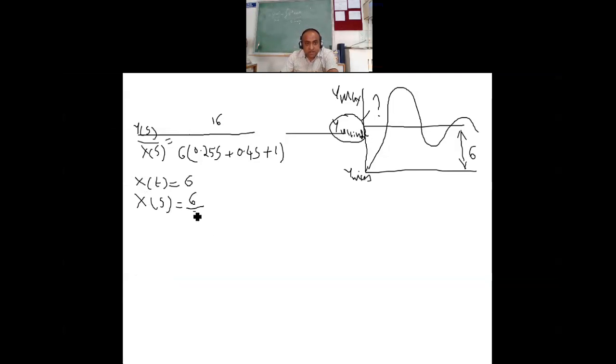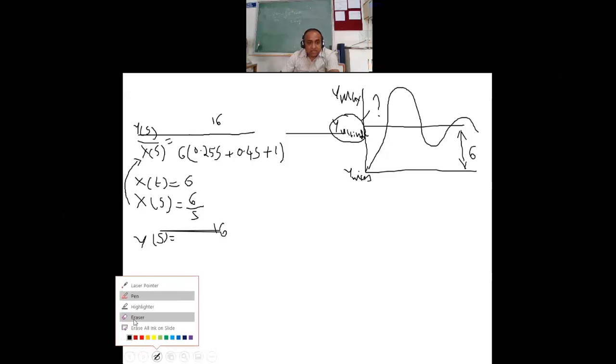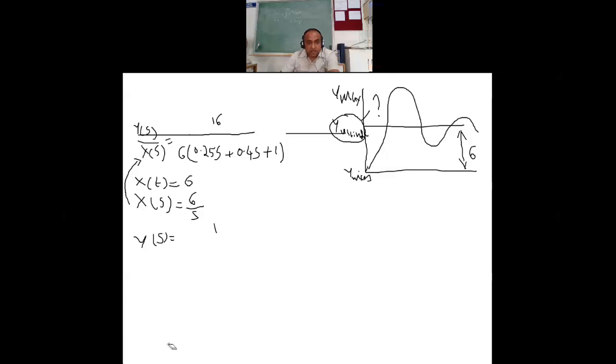So 6 divided by s. Right? Now I'll substitute this here. So what happens? You get Y of s equals to 16, as it is in the numerator.